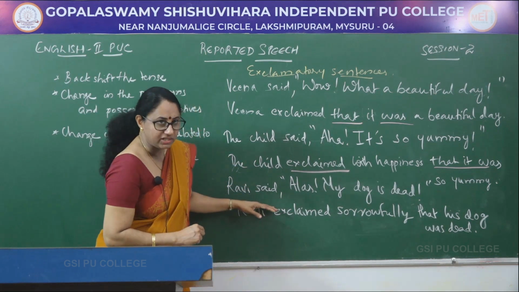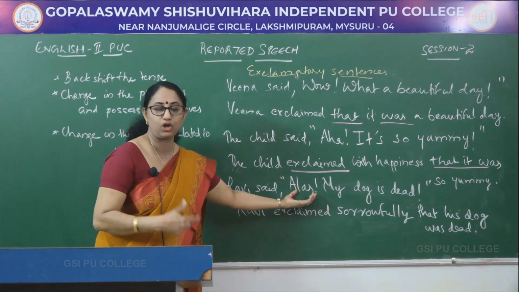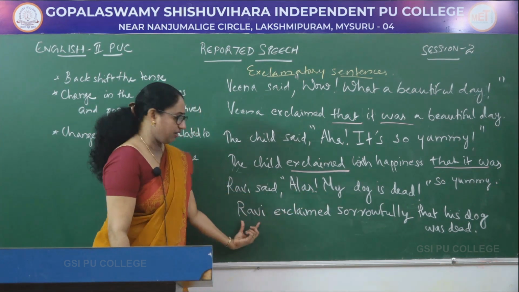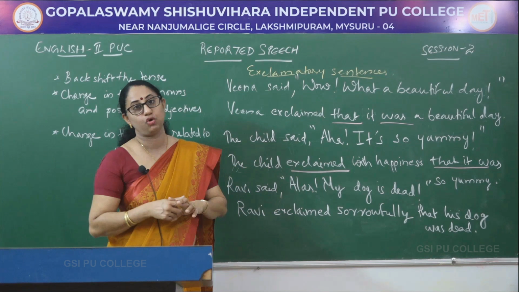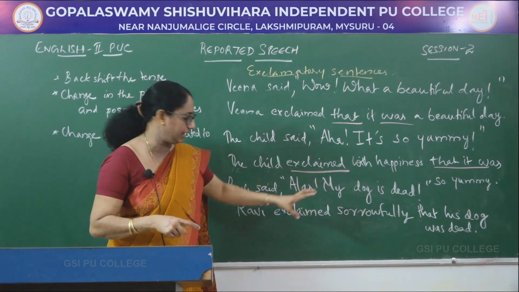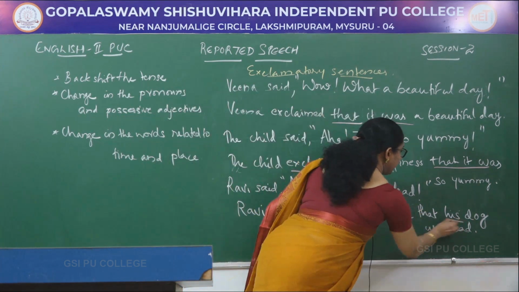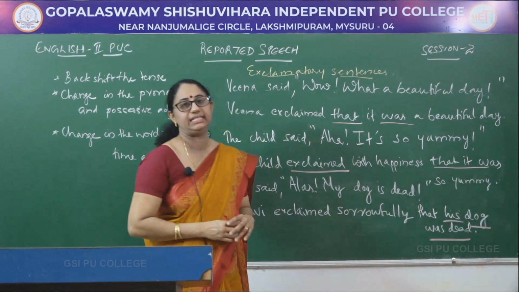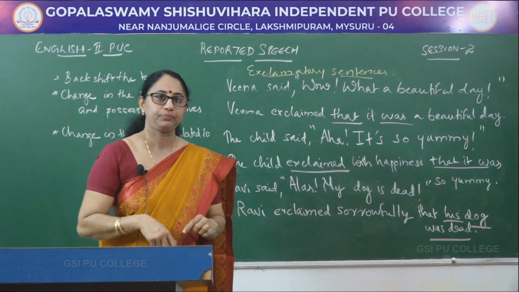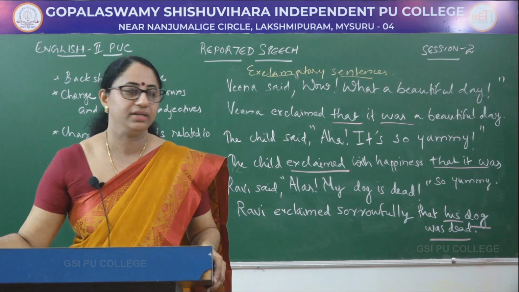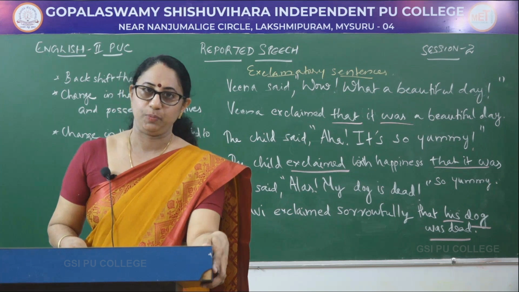Now see here, Ravi said, "Alas, my dog is dead." Again, this is an expression of sorrow because the pet dog is dead. So here, Ravi exclaimed sorrowfully. So I introduced the word sorrowfully to bring in his grief there. So Ravi exclaimed sorrowfully that his dog was dead. My dog is dead becomes his dog was dead. So this is how we convert exclamatory sentences from direct speech into indirect speech.